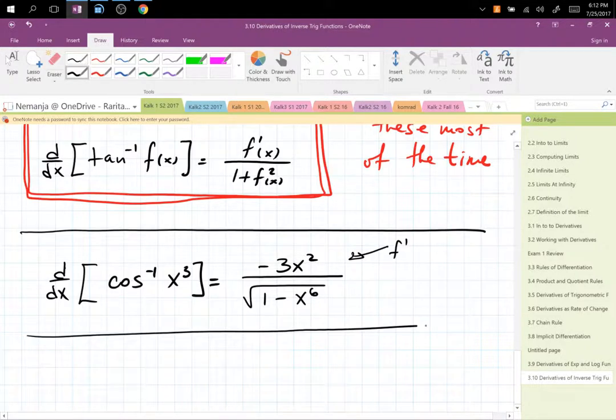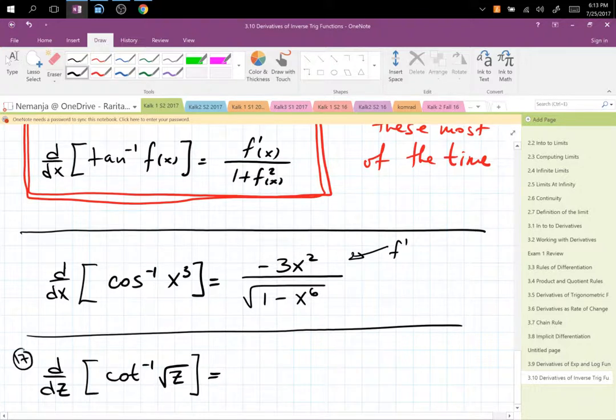So I'm going to find a few exercises in the textbook. All right, we'll do 2 from here. So give me a number from 15 to 30. 17. d/dz of cotangent inverse of square root of z. That's your 17.